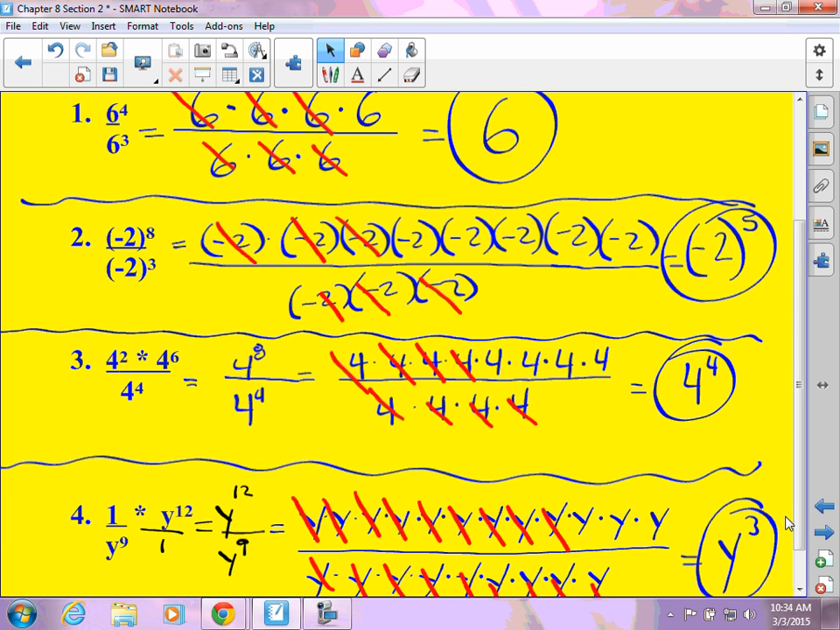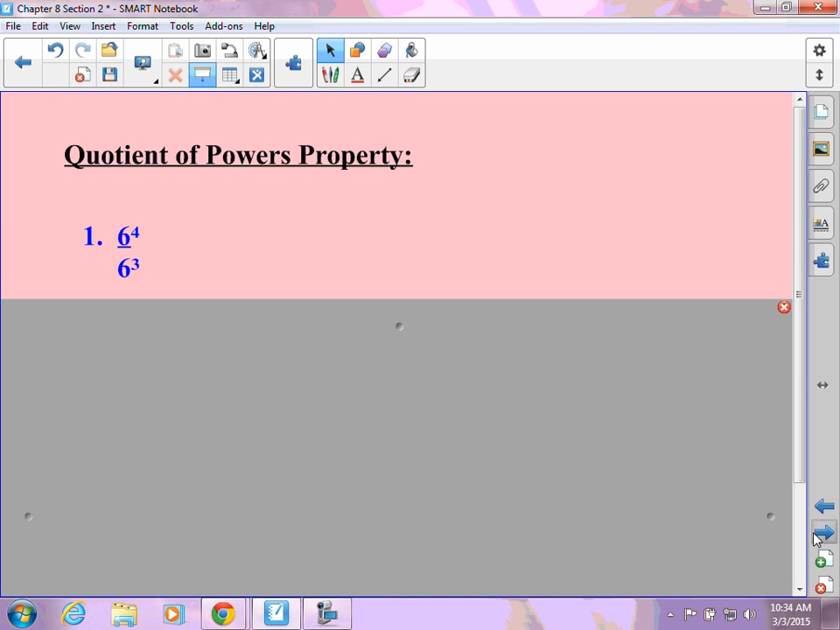You're going to write down the original problem. The bases are the same, right? I've got 4 6's in the numerator and 3 6's in the denominator. How many more do I have in the numerator? 1 more, so it's 6 to the first, or just 6, and you're done. That's all the work you need to do on your homework.